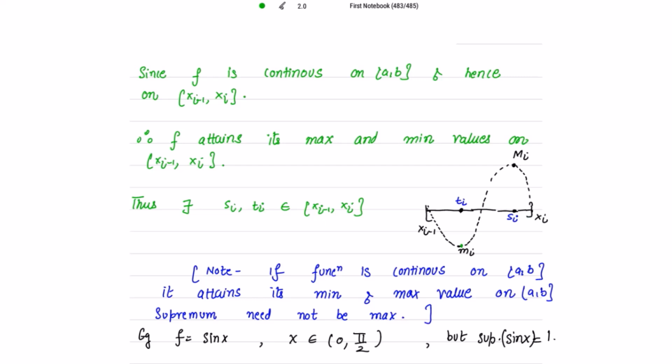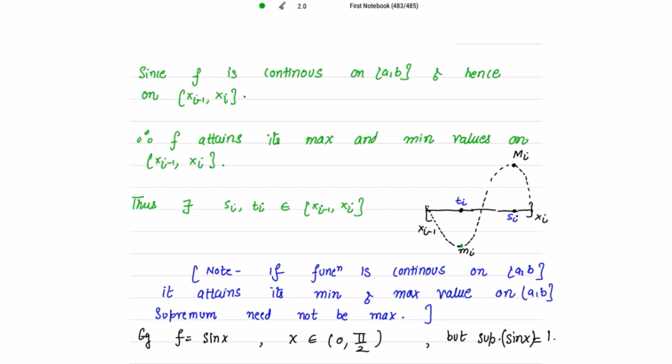Now, the supremum need not be the maximum value, right? Let me first give you an example. If a function is continuous on a closed interval [a, b], it attains its minimum and maximum value on it. Supremum need not be maximum. For example, if I have the function sin x on the open interval 0 to pi by 2, the supremum of sin x is what? The range is minus 1 to 1. So the supremum is 1, right?